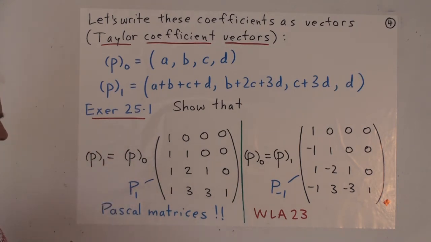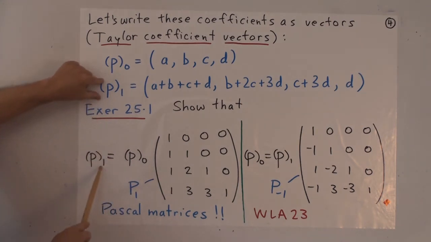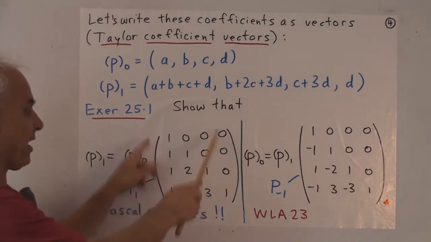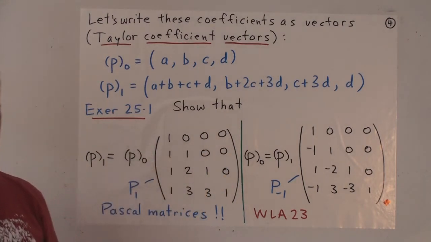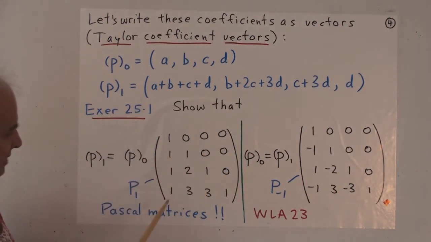Here's the formula. This P sub 1, the Taylor coefficient vector at 1, is obtained from the Taylor coefficient vector at 0 by multiplying on the right by a certain matrix. This matrix right here.